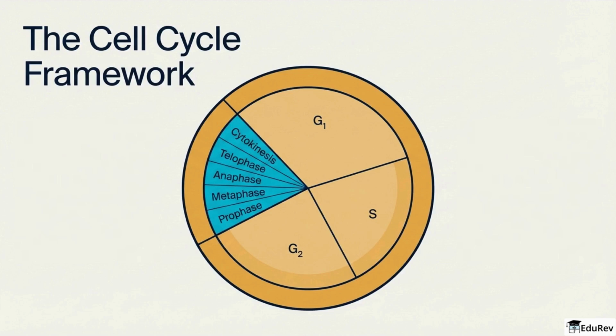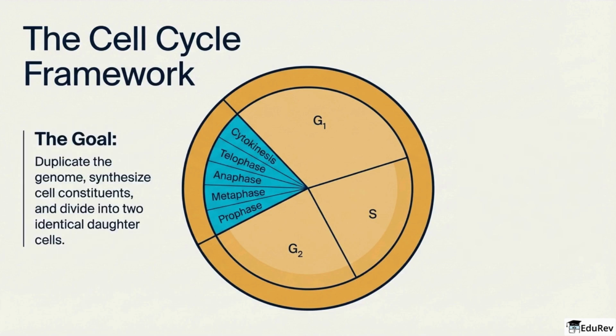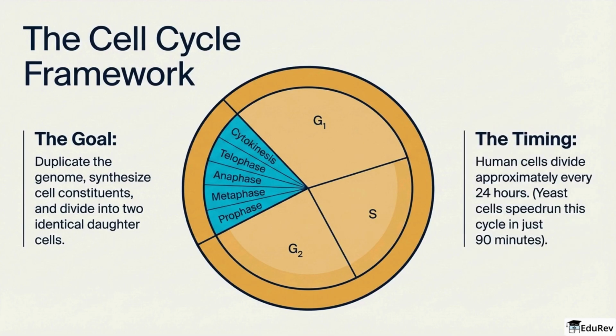The cell cycle has one clear goal: duplicate the genome, synthesize the needed cell constituents, and divide into two identical daughter cells. The wheel diagram shows the major stages: G1, S, G2, and M. And it also reminds you that the cycle is timed differently in different organisms. Human cells divide roughly every 24 hours, while yeast can move through the cycle in about 90 minutes. That timing contrast is worth remembering because examiners love comparing fast and slow cell systems.